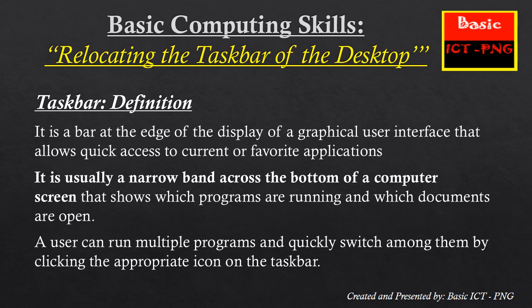Taskbar definition. A taskbar is a bar at the edge of the display of a graphical user interface that allows quick access to current or favorite applications. It is usually a narrow band across the bottom of a computer screen that shows which programs are running and which documents are open. The user can run multiple programs and quickly switch amongst them by clicking the appropriate icon on the taskbar.